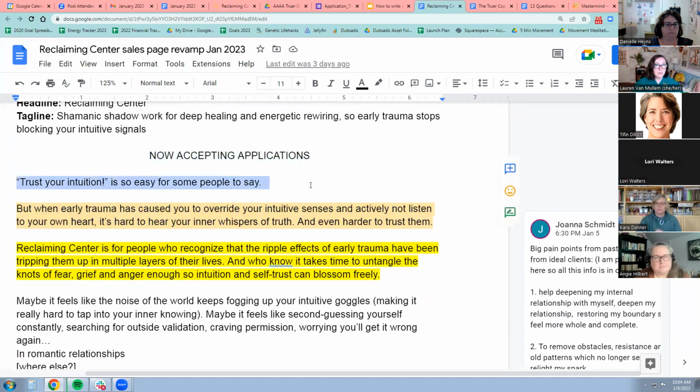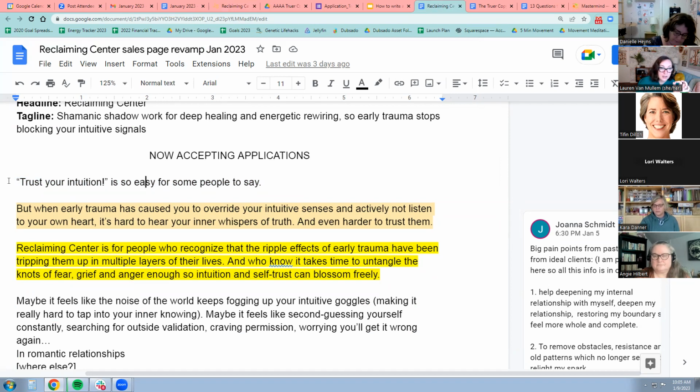So the primary pain point that I emphasized here, and it might not be the right one, it's definitely not the only one, but it's the one I chose to lead with, and we can alter that later, is they cannot trust. They've lost their ability to trust and tap into their intuition. Because, so trust your intuition. It's so easy for some people to say, but not her people. When early trauma has caused you to override your intuitive senses and actively not listen to your own heart, it's hard to hear your inner whispers of truth and even harder to trust them.